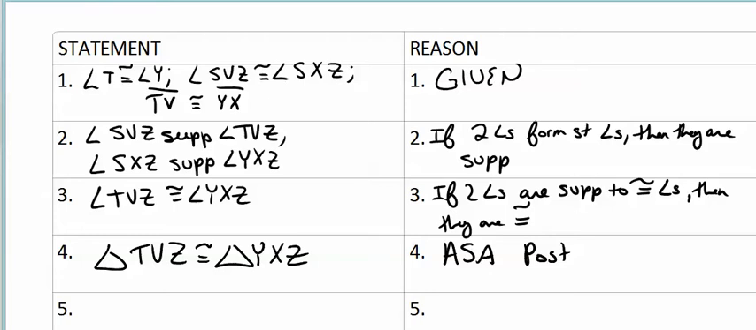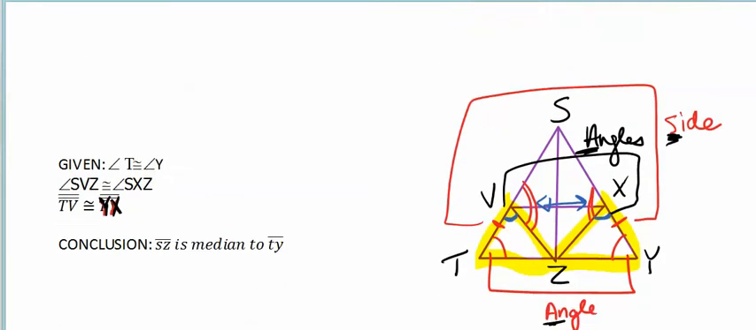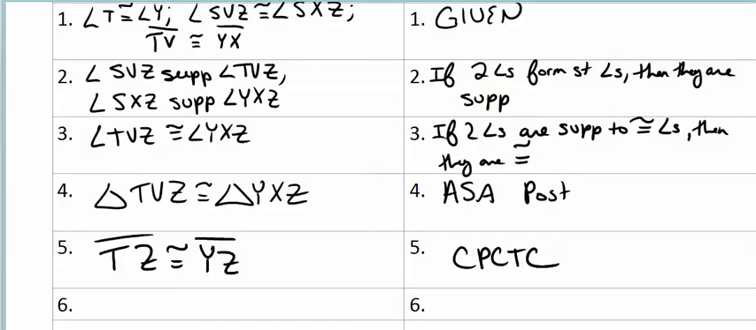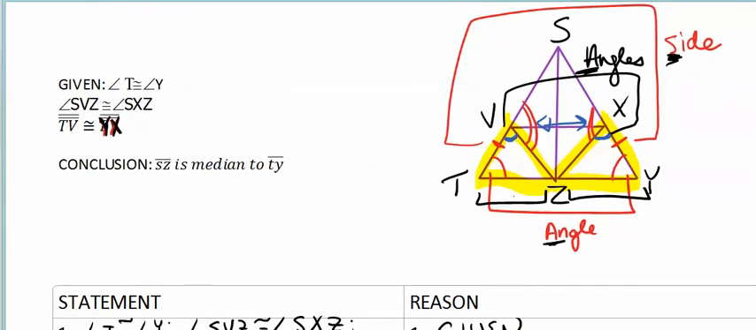Now that we know that the triangles are congruent, we can then say that TZ is congruent to YZ based on corresponding parts of congruent triangles being congruent. Now, since we've established that those are congruent, that can lead us right to our conclusion that SZ is a median to TY based on the reasoning or definition of a median: if a segment from a vertex of an angle divides the opposite side into two congruent segments, it is then a median.